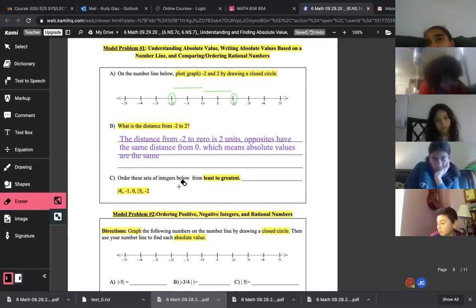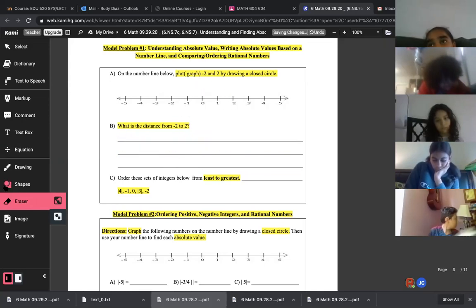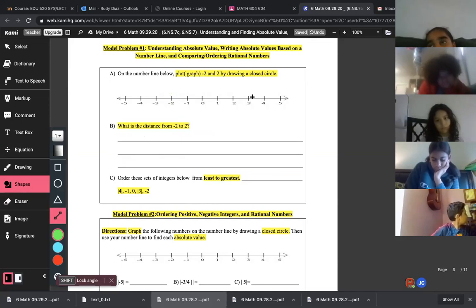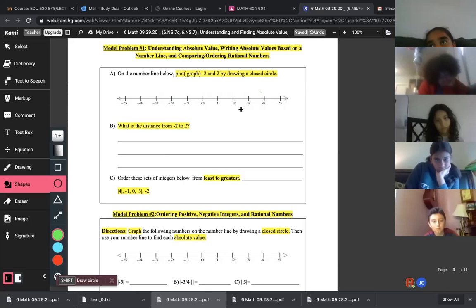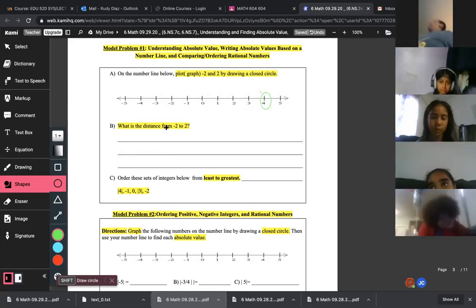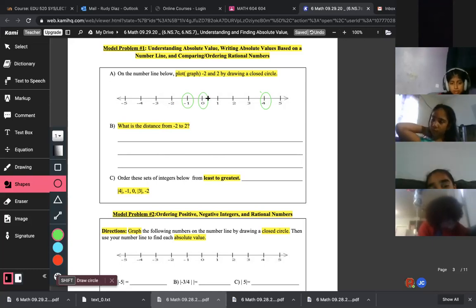Looking at this one, ordering this set of integers from least to greatest. Now, this bracket in the video is read as absolute value. So the absolute value of 4, Mr. R is going to put a circle on 4. He's going to go to -1 and circle that. He's going to go to 0. He's going to go to absolute value of 3, which is 3, because it's 3 units. And he's going to go to -2. Now, let's further read this, guys, from least to greatest.